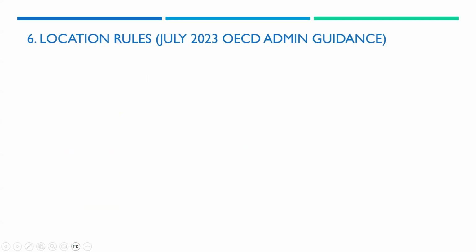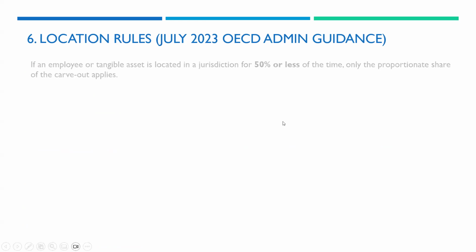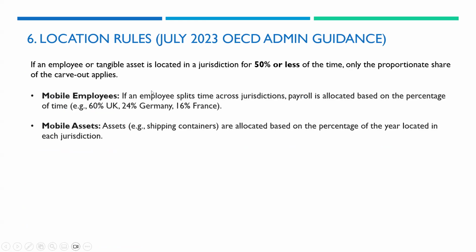Now there is something called location rules, given in July 2023. This is not part of the normal law, but rather of administrative guidance. What they say is that if an employee or a tangible asset is located in a jurisdiction for 50% or less of the time, only the proportionate share of the carve-out applies. What it means is, let's say there are mobile employees; let's take a very simple example of Pankaj. Pankaj is 100% not in the location.